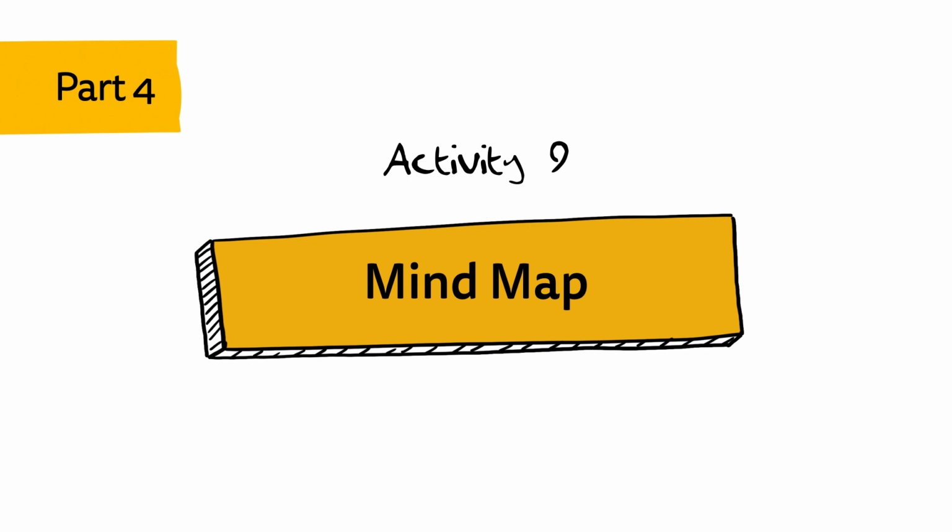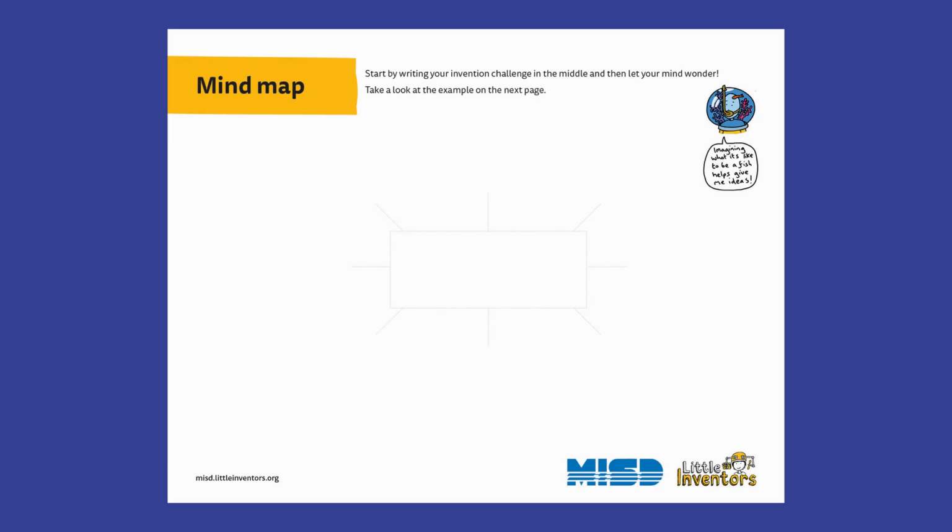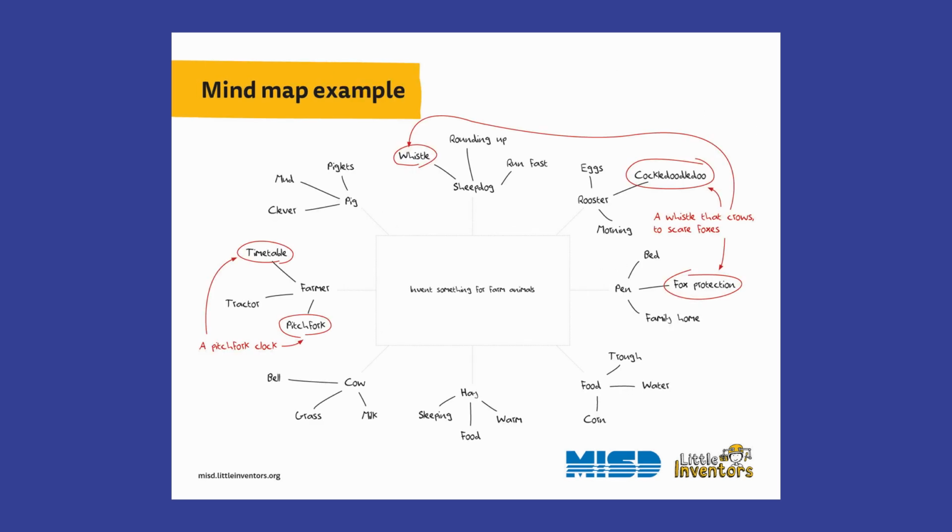Activity 9. Mind map. The mind map activity will help your students to start to come up with some initial ideas for their invention. There's an example in their inventor's log for them to have a look at. You can talk through this together as a class before they get started on their own one.